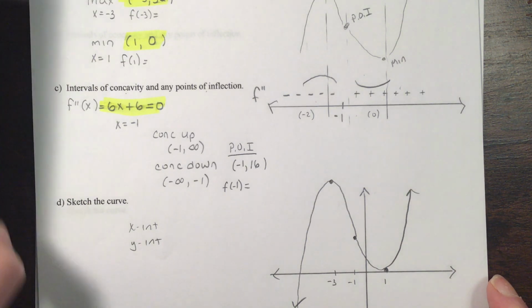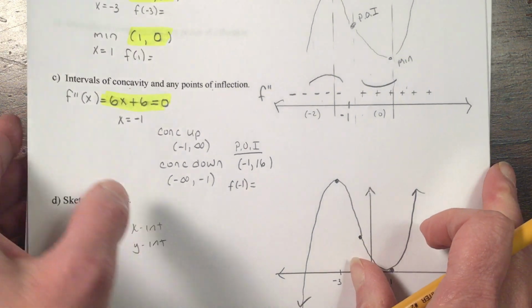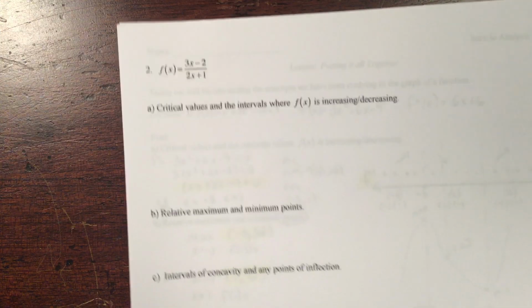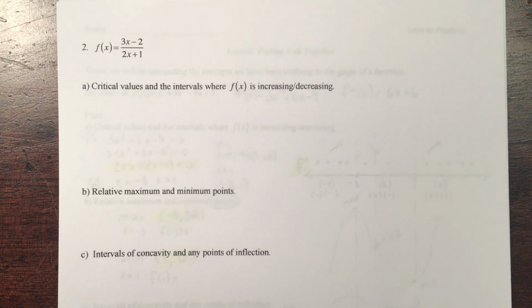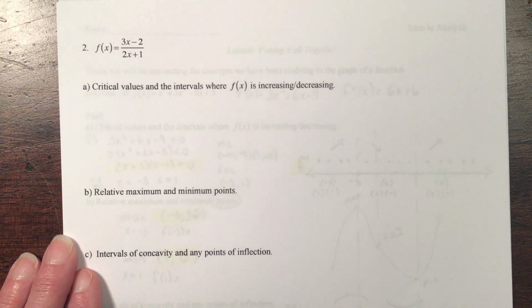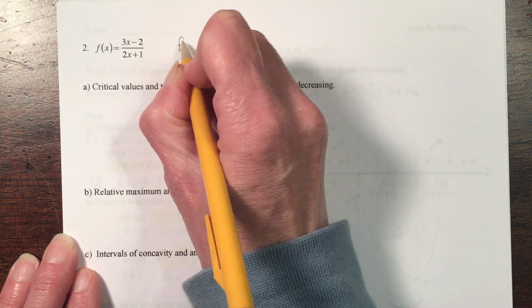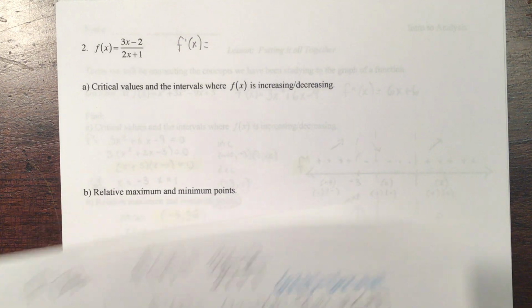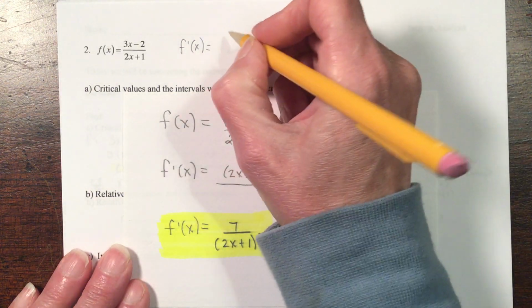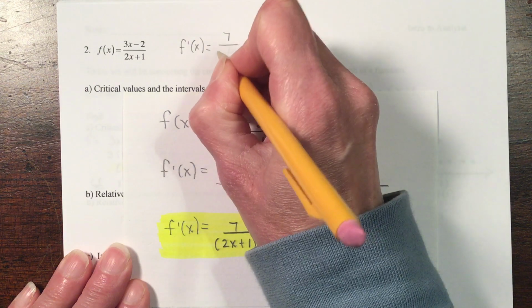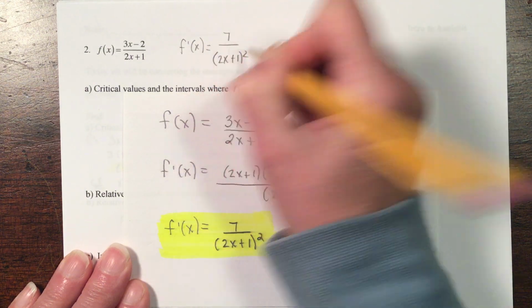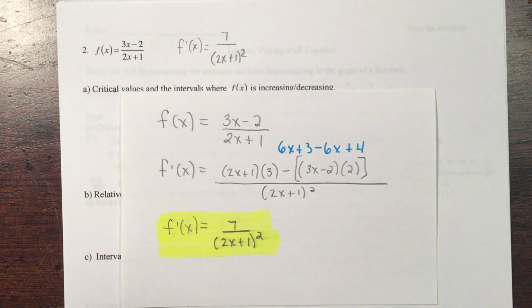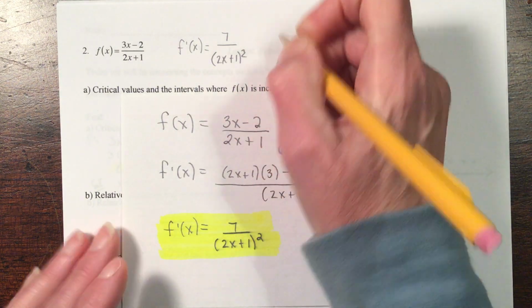So that's what I would like you to practice tonight. We're going to do one more example together. Okay, that example is going to be a rational function, and then I'll let you be on your way. Now, the hardest part of this is actually getting the first and the second derivative. I want to save time, so I'm just going to give you the answers. The first derivative is 7 over (2x+1) squared.